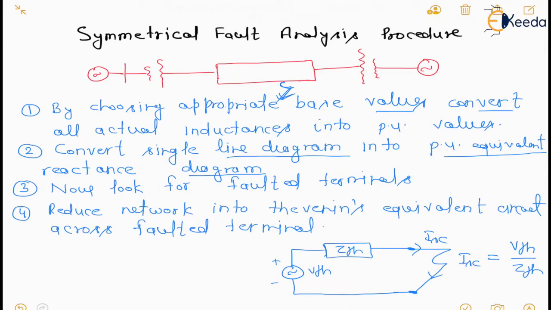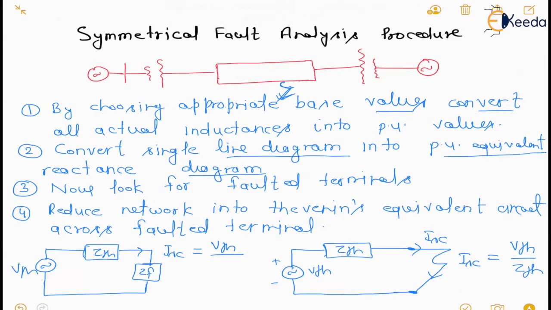Or if this short circuit has some fault impedance value, then we simply add a load resistor, that is the fault impedance ZF. You all know the Thevenin's equivalent. So this will be VTH, ZTH, and here it will be ISC. And ISC can be written as VTH upon ZTH plus ZF.